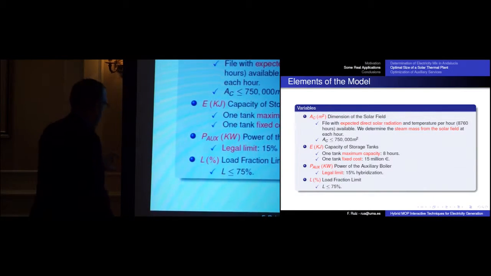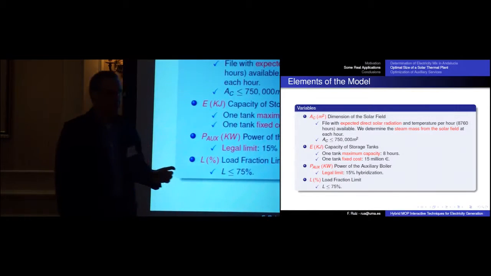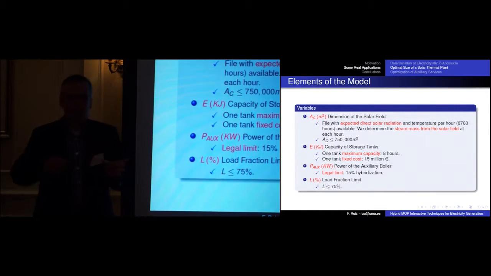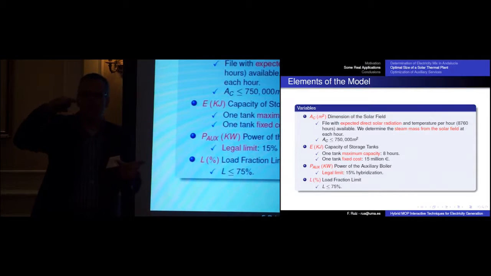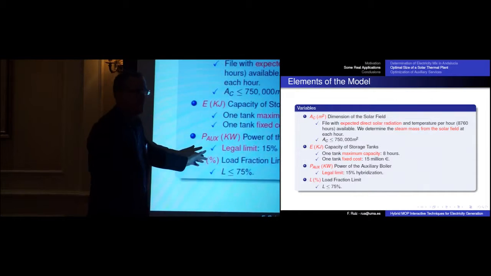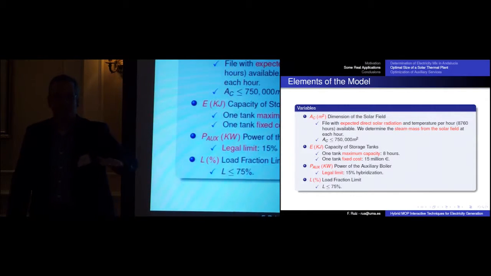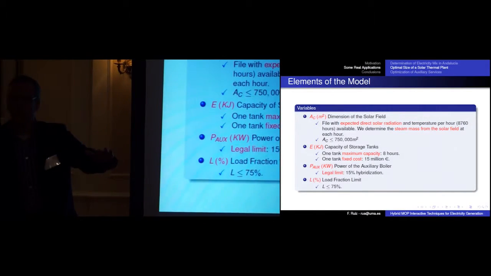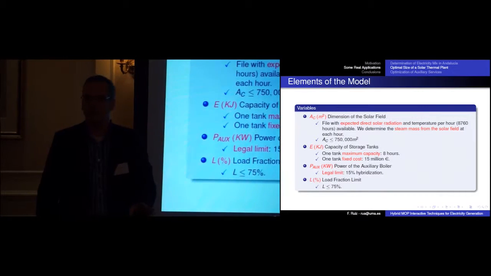And we had another variable, which was the load fraction limit. The load fraction is at what percentage of the full capacity we are working. So if we set a load fraction limit of 60%, it means that we'll never work under 60%. If we cannot reach 60%, we stop, okay?